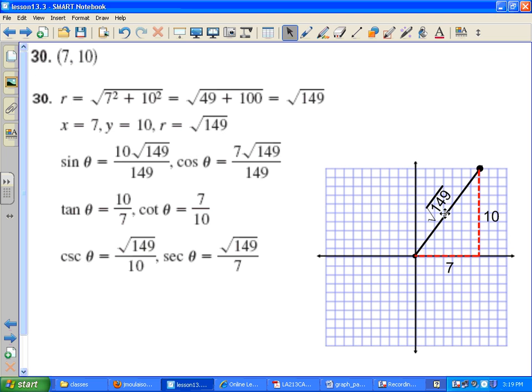Plot (7, 10). Well, (7, 10) would be located here in the first quadrant. The 7 identifies the x side, the 10 identifies the y side, Pythagoras identifies the r value, and then I can define the 6 trig functions based on x, y, and r. For example, cosine, which is adjacent over hypotenuse, or in other words, x over r. Cosine would be 7 over root 149, and then when I rationalize, I would get 7 root 149 over 149.